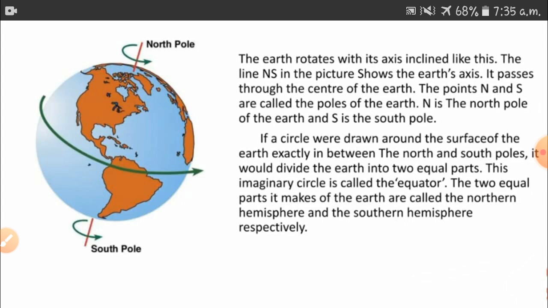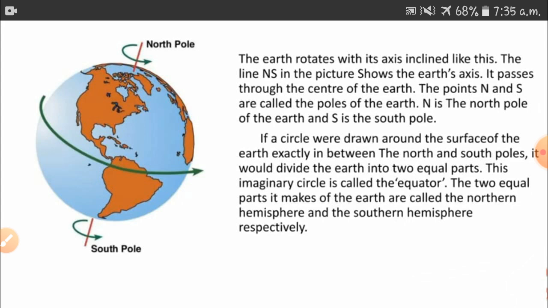We learnt about what are the N and S, that is the north and the south pole. The two ends of the Earth are the north and the south poles. So if you draw a line exactly at the center of these two poles, we divide the Earth into two equal parts.